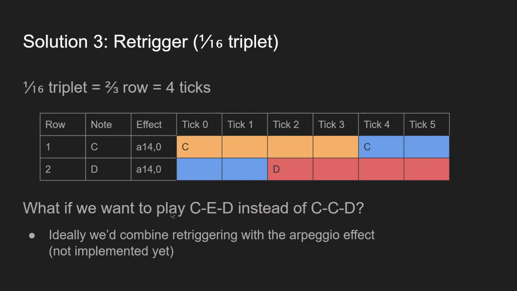So what if we wanted to play CED for our triplet instead of CCD? We need some way of cramming more than one pitch into a row. One way of doing that is with the arpeggio effect, but I haven't implemented that yet, so we'll probably have a separate video on that. So for now, assume we've just got 1 pitch per row.